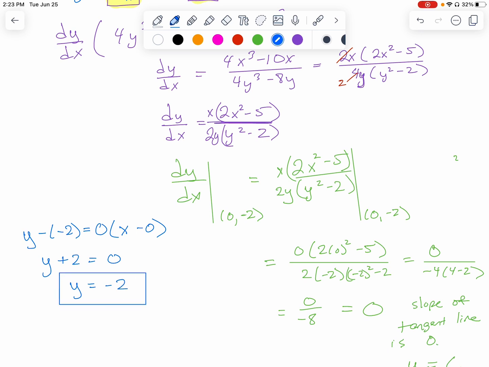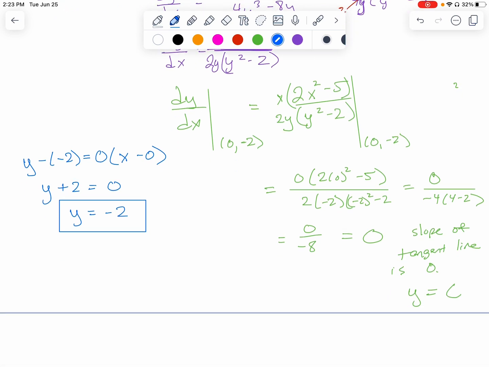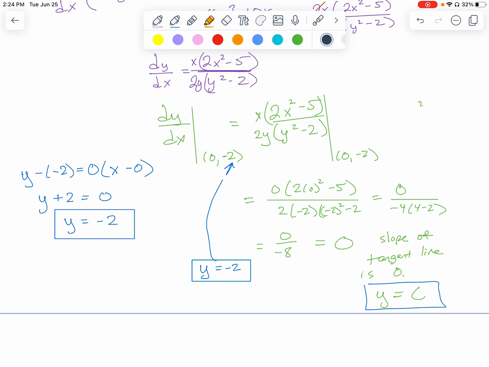And that is my tangent line. But since I see the slope is 0, it's going to be a flat tangent line, a horizontal line, and I know horizontal lines always are in that form, I could just look at the y value and see, okay, my tangent line is horizontal going through that y value, so it must be y equals negative 2. So either way, you get the horizontal line y equals negative 2, and that is our tangent line.